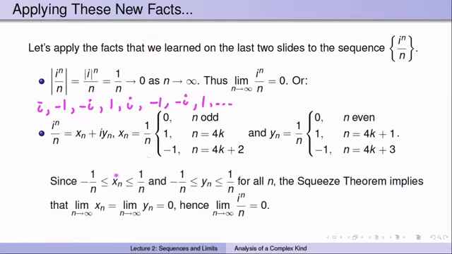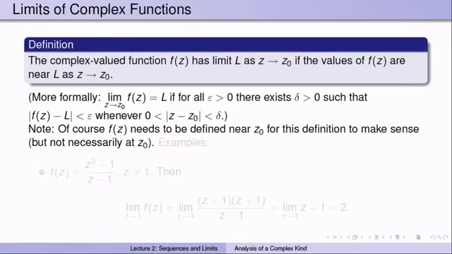So therefore, the real parts are always between minus 1 over n and 1 over n, and the imaginary parts as well. Since both 1 over n and minus 1 over n converge to 0, the squeeze theorem then implies that the real parts and the imaginary parts converge to 0, therefore forcing i to the n over n to converge to 0.